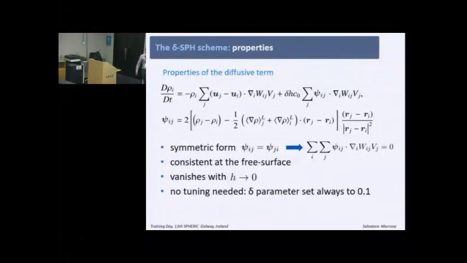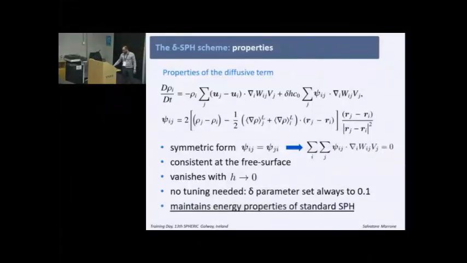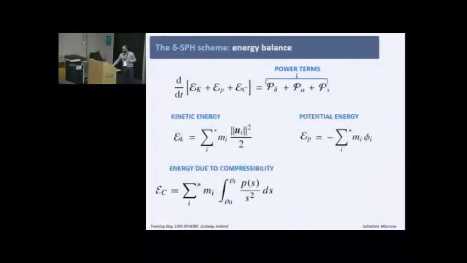Another interesting thing is that we don't need any tuning, in the sense that the range of variation of this delta is very narrow. For all the simulations that we have done in the last 10 years, we have always set it to 0.1. Never changed it. And more importantly, this scheme maintains the same energy properties of the standard SPH scheme, in the sense that we can write explicitly the energy components for each term. And I'm going to show you how.